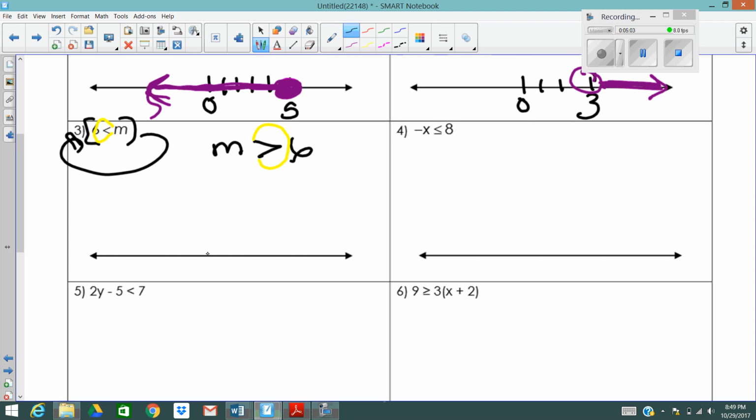So we go to 0, 1, 2, 3, 4, 5, 6. Open circle because m is greater than 6, so not including 6, and we'll have an arrow to the right.